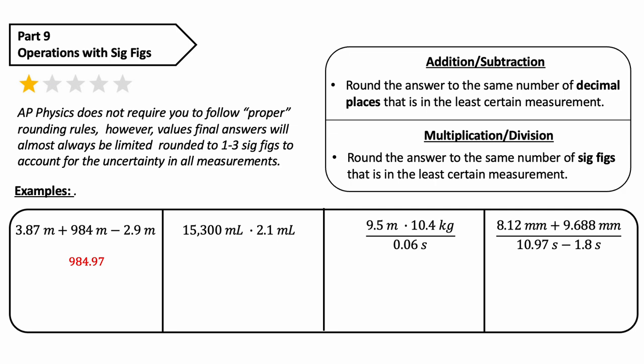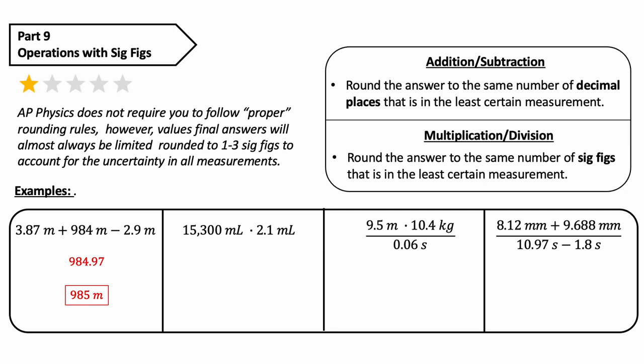And how we deal with that uncertainty, that questioning of whether there is more after that 984, is we just round this number to the least number of decimal places of our measurements. For that case, the 984 has no decimal places, and so our final answer needs to go to no decimal places. So we round 984.97 to have 0 decimal places. That means we round that 4 up to a 5, and our final answer is going to be 985.